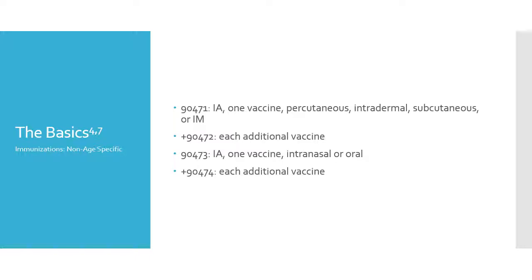Age-specific or non-age specific. These are the codes for non-age specific immunization coding. As you can see, 90471 covers your percutaneous, intradermal, sub-Q, or IM injections, and then 90472 is each additional vaccine you gave. 90473 covers intranasal or oral, and then 90474 is each additional of those intranasal or oral vaccines.